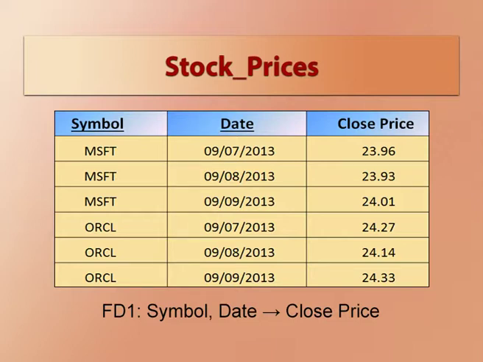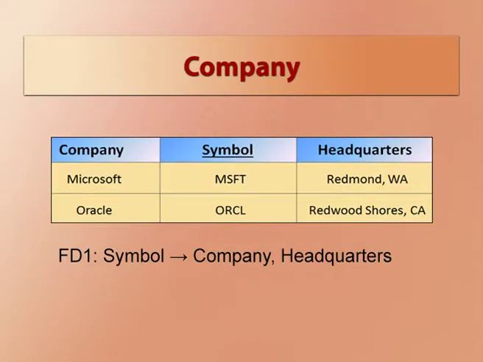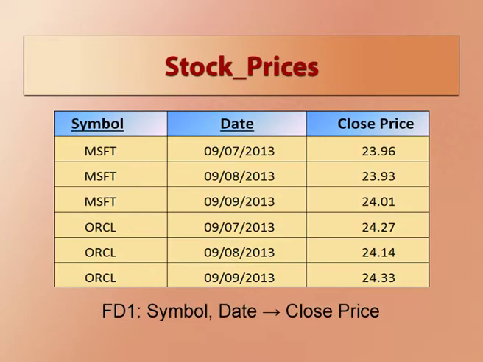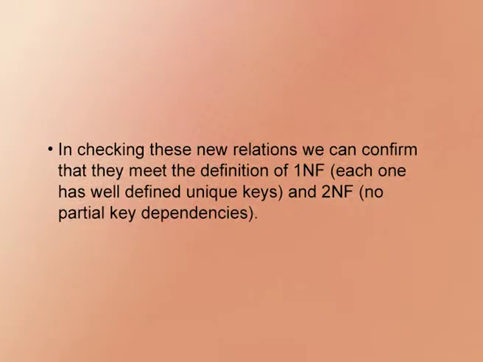So, now you can say that with this decomposition into two tables, the company table and the stock prices table, the relation stocks, which we were discussing earlier, is now in 2NF after breaking down into two relations. Checking these new relations, we can confirm that they meet the definition of 1NF as well as 2NF. There are no partial key dependencies existing in the tables.